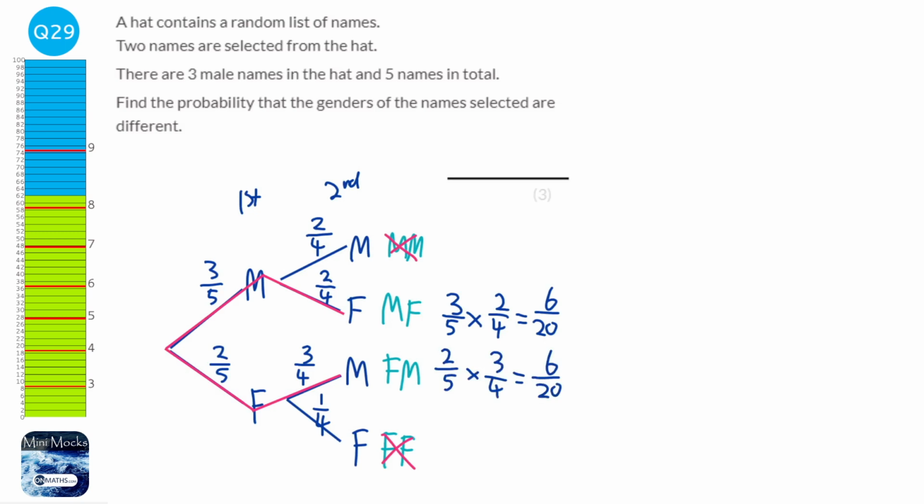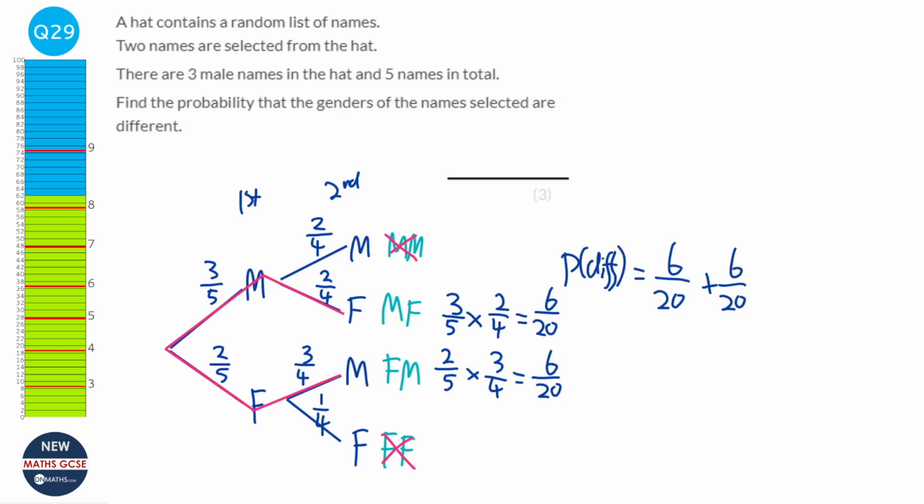Now we're looking to see whether it was male and female or female and male. And the word or in probability means add. So it'd be 6 over 20 plus 6 over 20. And this is the probability of different, which will be 12 over 20. Now 12 over 20 will cancel to 3 over 5.